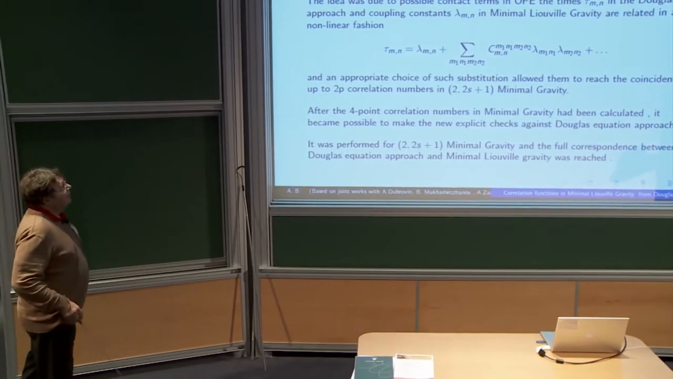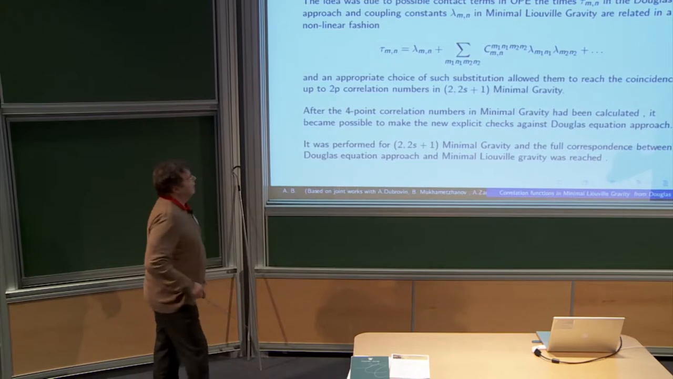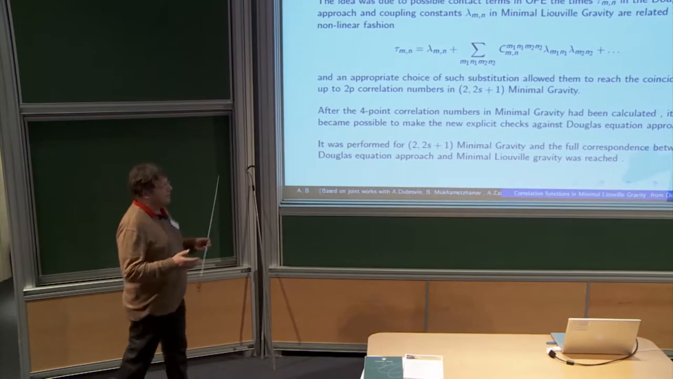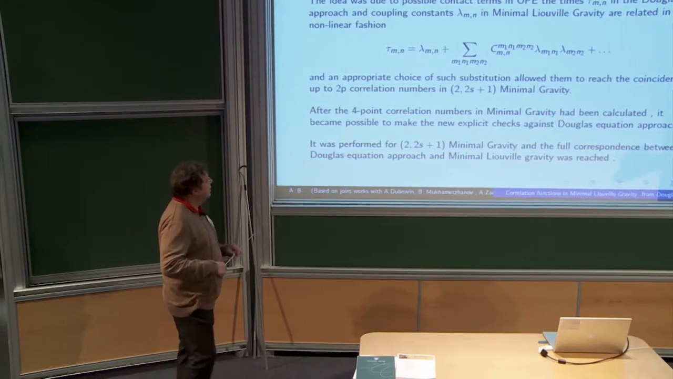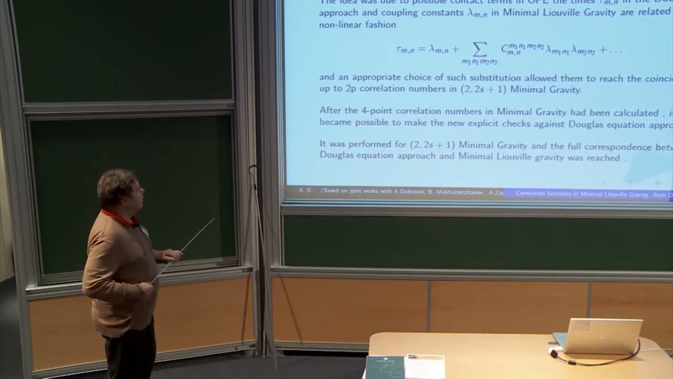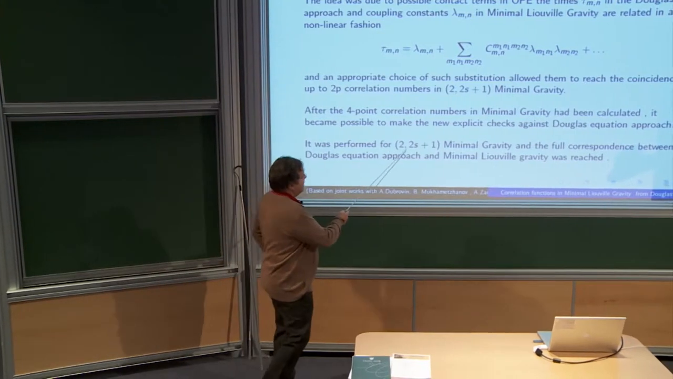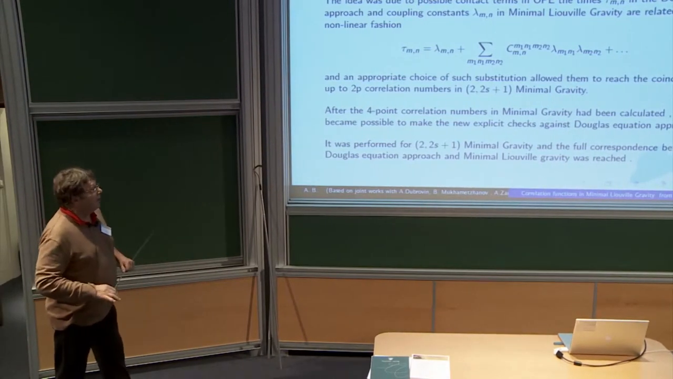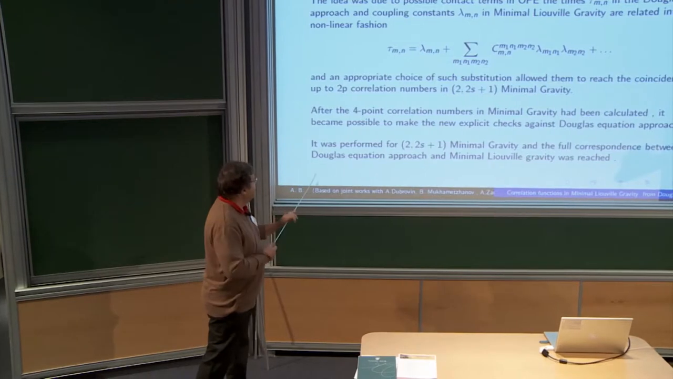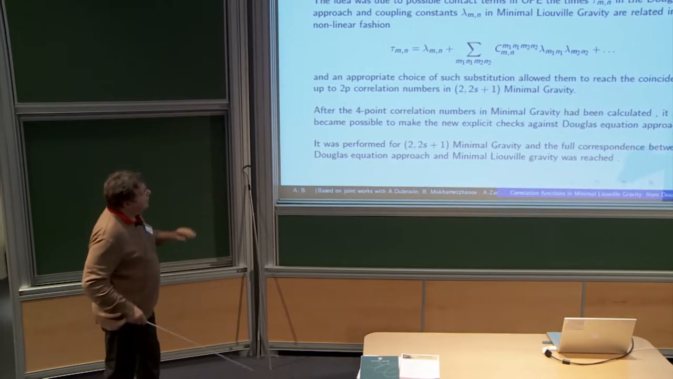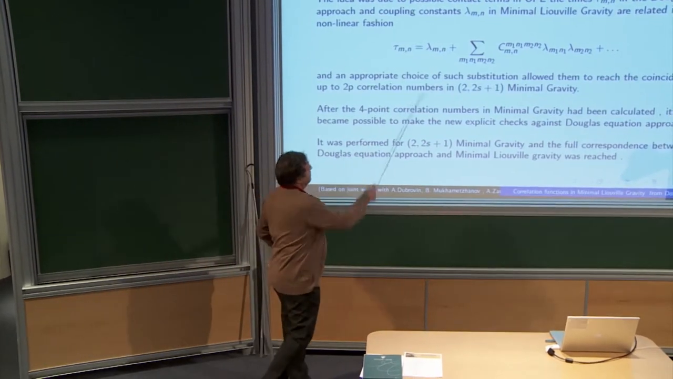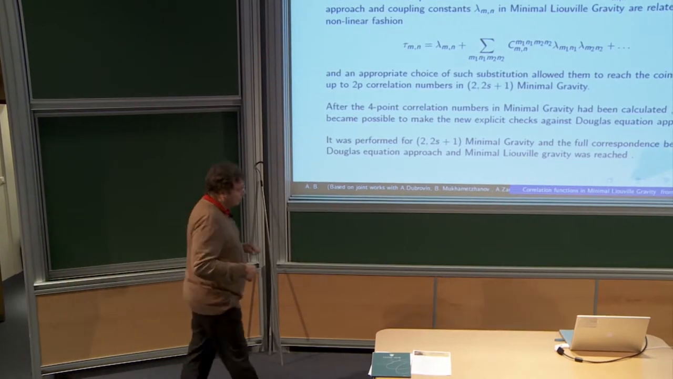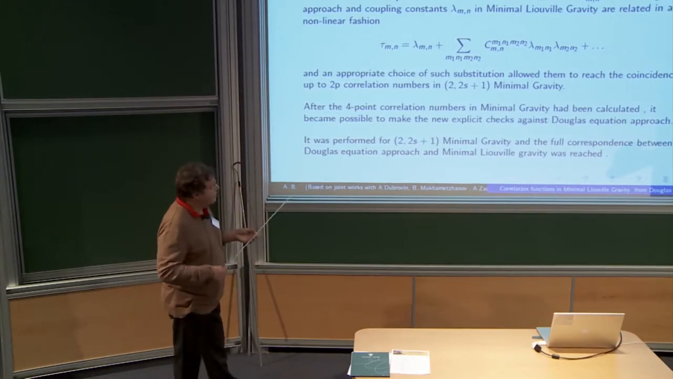But then, after the 4-point correlation function had been calculated, it became possible to make a new explicit check against the Douglas equation approach. And it was performed for the same Lee-Yang series of minimal gravity in our work with Sasha Zamolodchikov, and the full correspondence between the Douglas equation and the idea of such a change of variables, the coincidence, was reached.